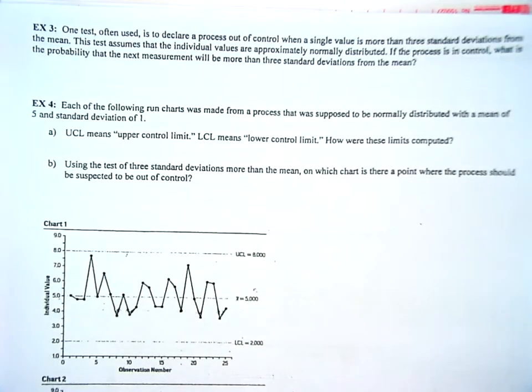All right, one test often used is to declare a process out of control when a single value is more than 3 standard deviations from the mean. This test assumes that the individual values are approximately normally distributed. If the process is in control, what is the probability that the next measurement will be more than 3 standard deviations above the mean? Okay, so here we're saying, well, if we see something that's like an outlier, right, then we would say that the system is out of control.